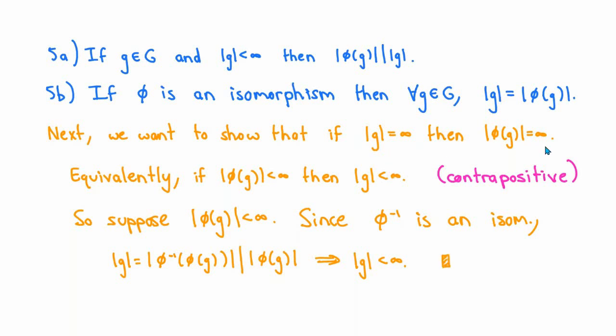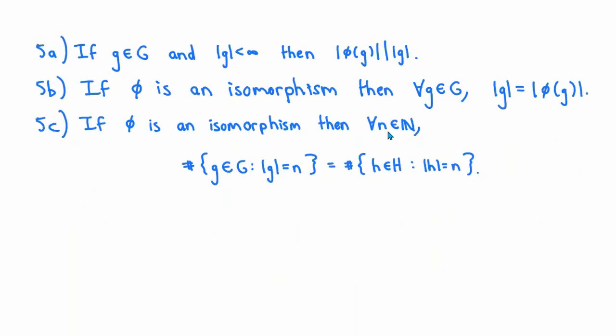That takes care of both the cases when the order of g is finite and when it's infinite, and it therefore completes the proof of property 5b. Finally, we have a property which I'm going to call 5c, which we can deduce very easily from property 5b.